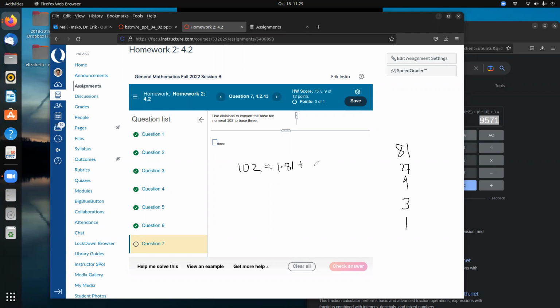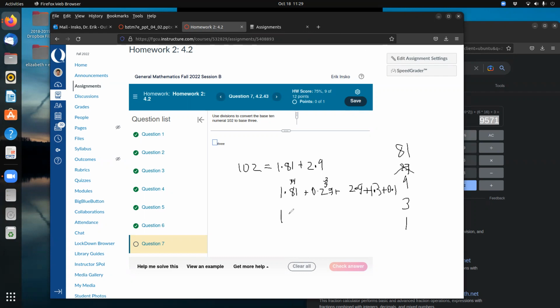And so 21 can be written as 2 times 9. So 21 is less than 27, so I didn't use that. Oh, but I should write it, so I'm going to write 1 times 81, which is 3 to the 4th, plus 0 times 27, which is 3 cubed, plus 2 times 9, which is 3 squared. And so then I would have a remainder of 3. So that would be 1 times 3 plus 0 times 1. And so as a base 3 number, that's 1.